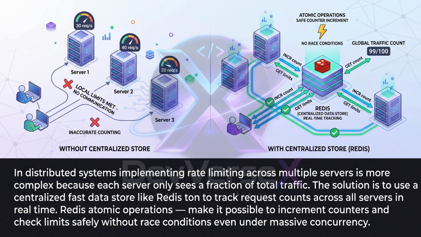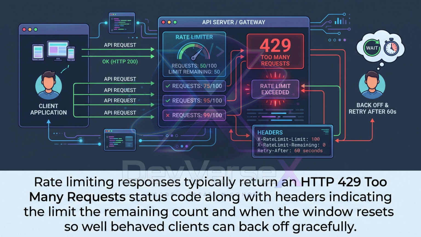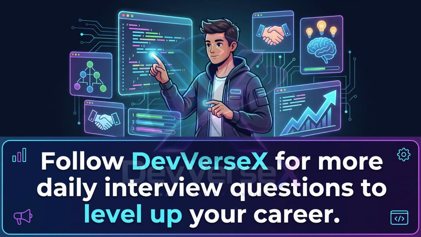even under massive concurrency. Rate-limiting responses typically return an HTTP 429 too many requests status code along with headers indicating the limit, the remaining count, and when the window resets, so well-behaved clients can back off gracefully.